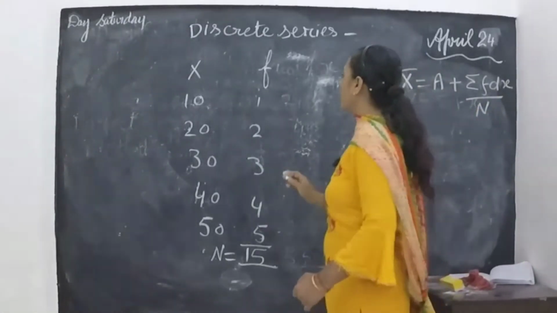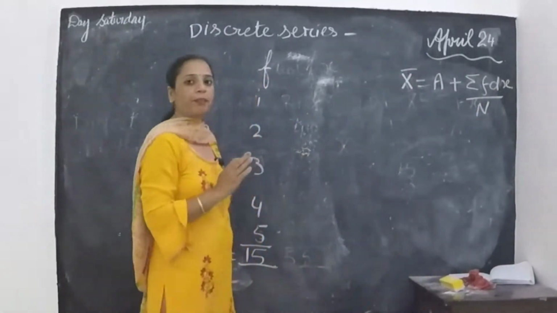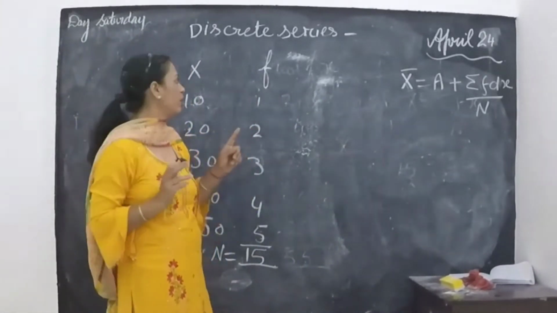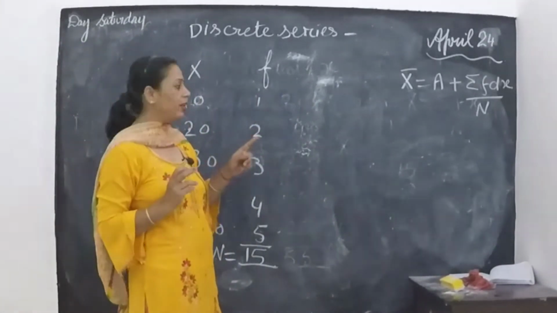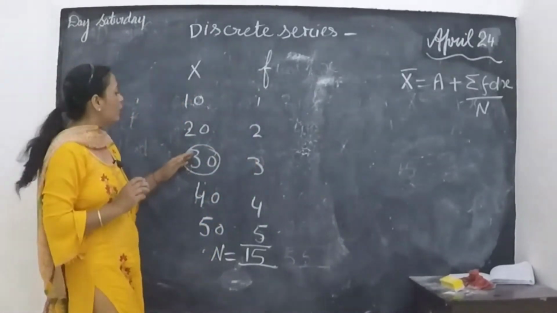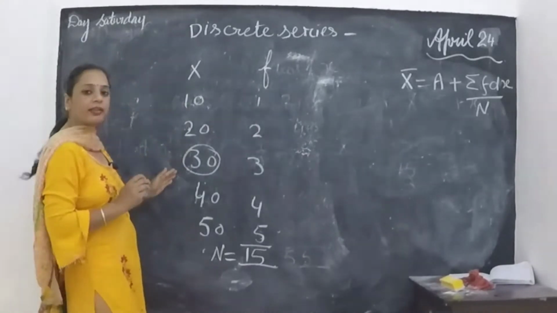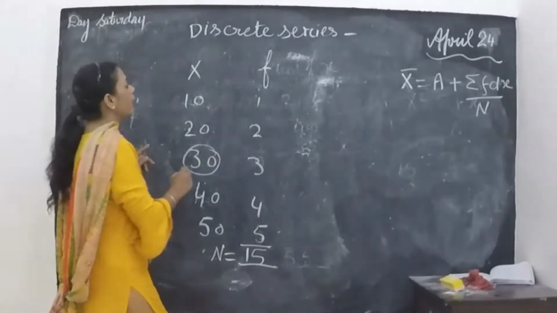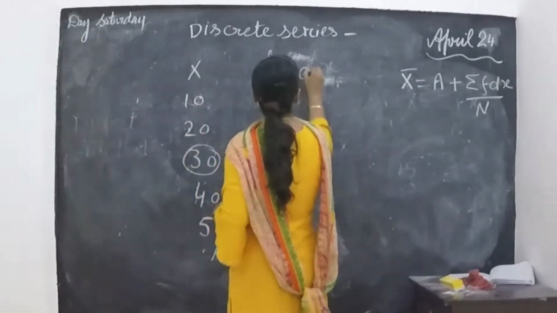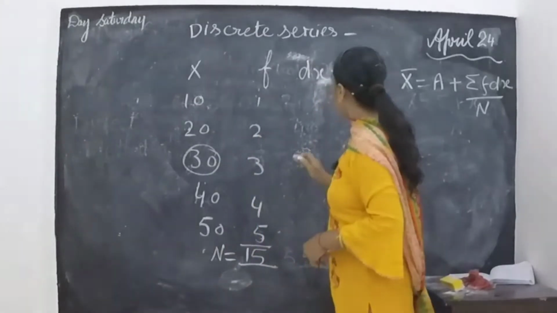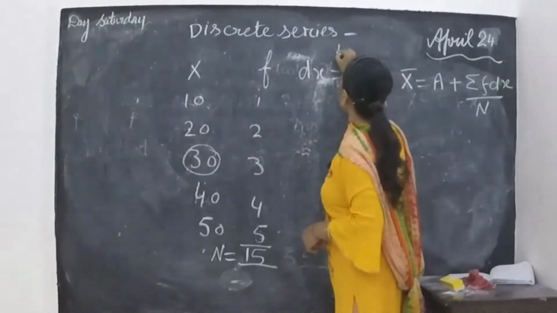So here we have to take one more step, that is dx. We have to find the value of dx. So how will you find dx? Dx you will take assume mean. Assume mean, you have to take any value in between the series and you may assume it as assume mean. Here you will make the column dx is equal to x minus a. I have taken the assume mean as 30.